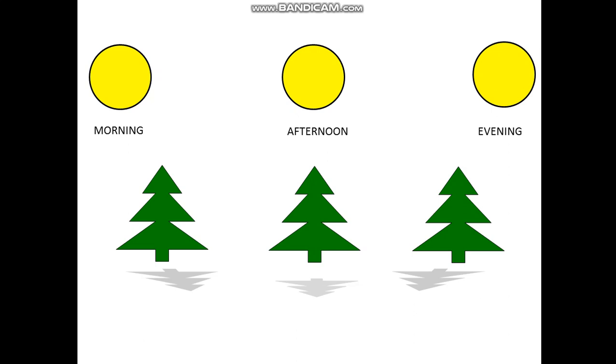So we can say that the shadow is long in the morning and evening because the rays of the sun are slant. The size of the shadow is smallest at noon time when the sun is overhead, means just above the head. This is because the rays of the sun have to travel the shortest distance, and the shadow is always opposite to it.